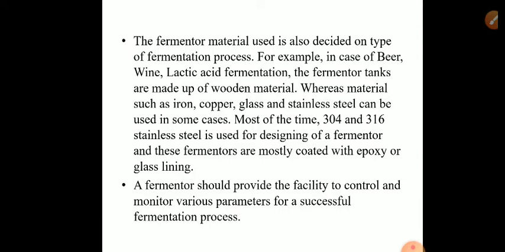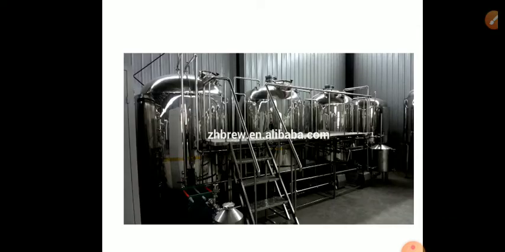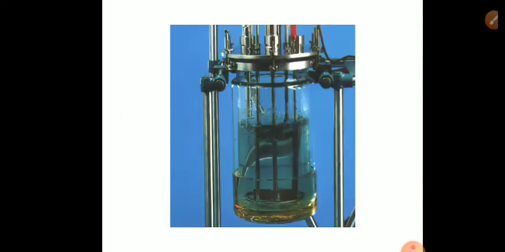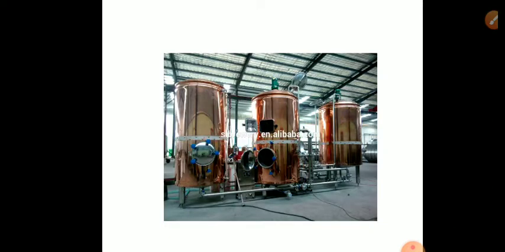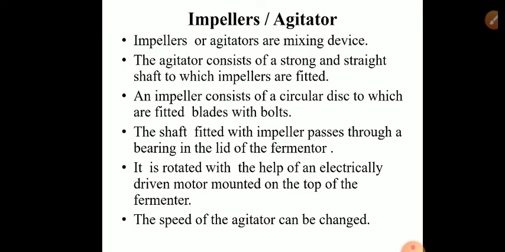A fermenter should provide the facility to control and monitor various parameters required for a successful fermentation process. It may be made of steel or iron with steel coating, as shown in the figure. It may be made of glass, depending on what product we are producing and in how much quantity. It may be a large scale fermenter made of copper, as shown in the figure. Now let us discuss one by one the various important parts.